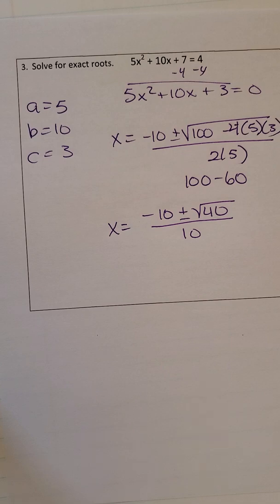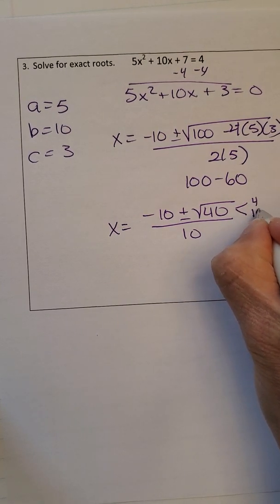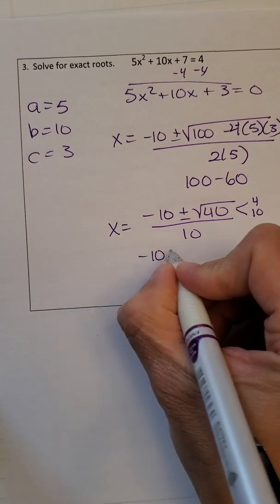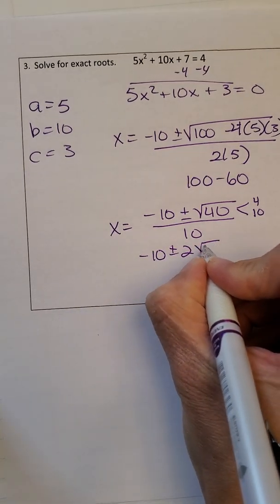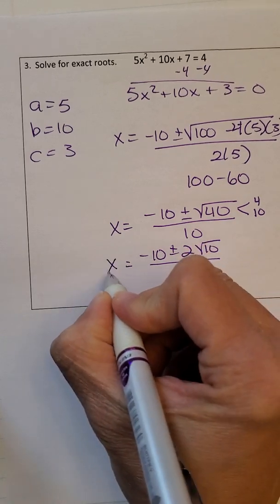Remember, these have to be exact roots, so I'm not approximating them, but they also have to be in simplest radical form, which means I need to simplify that, get the perfect square factors out of it. So I know that 40 is 4 times 10. I know that 10 doesn't have any perfect factors. It's just 2 times 5 prime factors. And then 4 is a perfect square. So I'm going to rewrite it, simplifying it. So the square root of 4 would have been 2. So this is what I have.